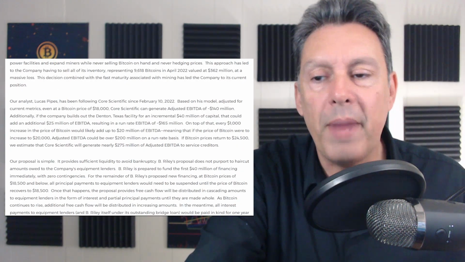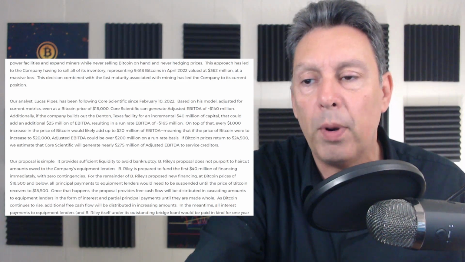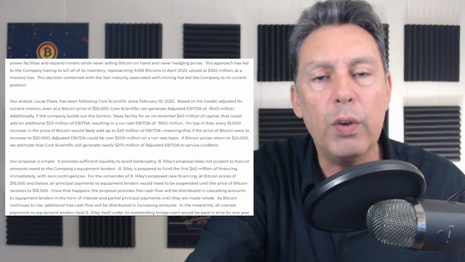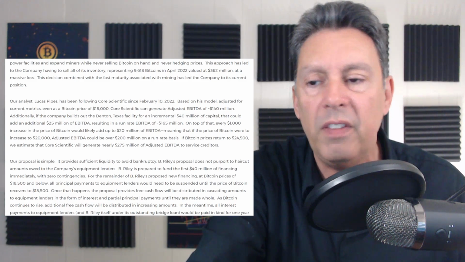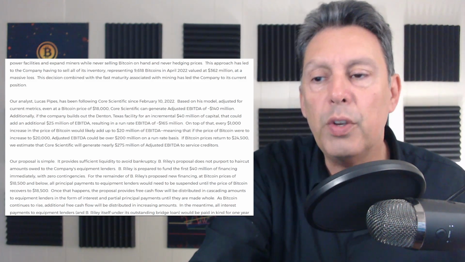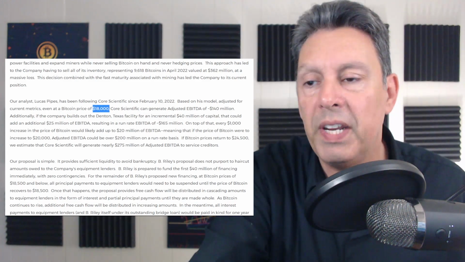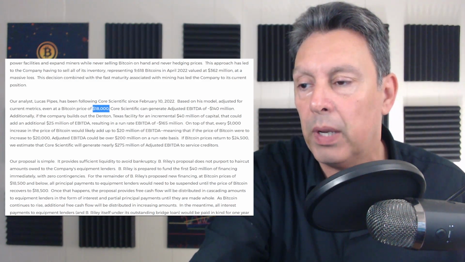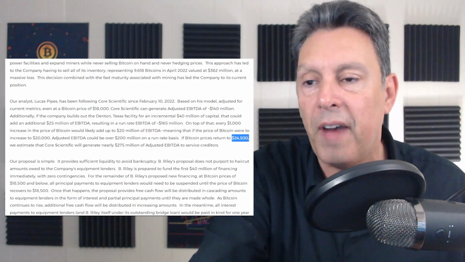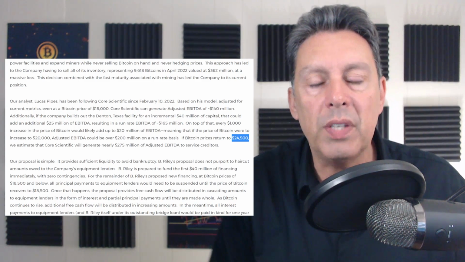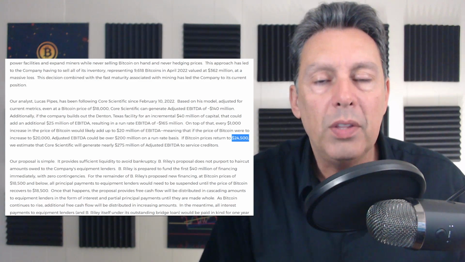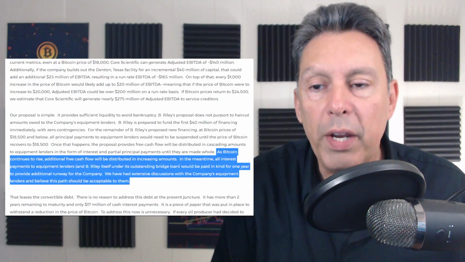Okay, this next paragraph I'm not going to read. This goes through, Lucas Piper is their analyst, and he goes through and does a cash flow model and determines where he thinks they can break even and how they can pay people back. So you'll see they're talking about prices between $18,000 for Bitcoin and $24,500. So anywhere in that range, their analyst is saying, we think over time, this problem can get solved. Okay, now here's their solution.